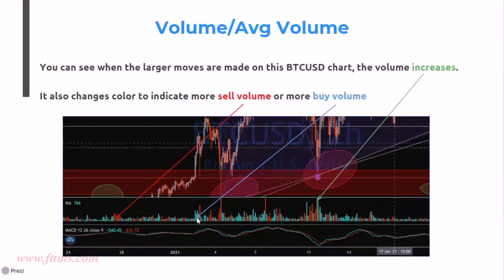We can see right here, we have major buy volume signaled by the blue candles showing us buy volume. And if you look at the corresponding price action, we actually had a major increase in price right where this volume increased. So that can show you more buying pressure causes an increase in price.